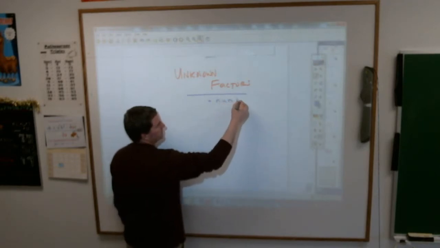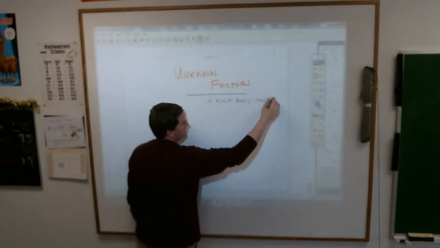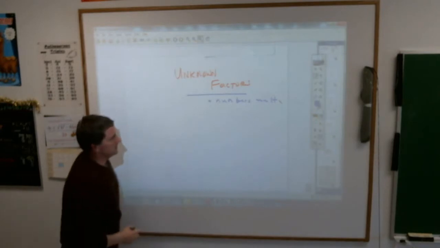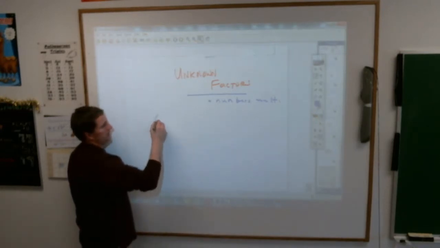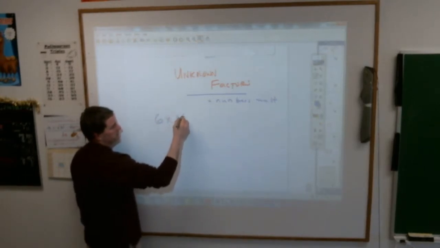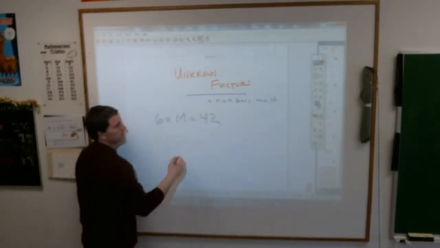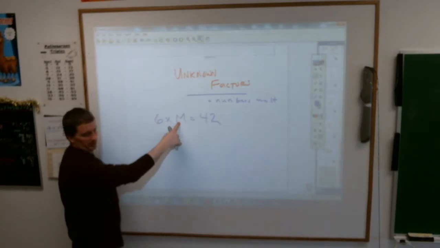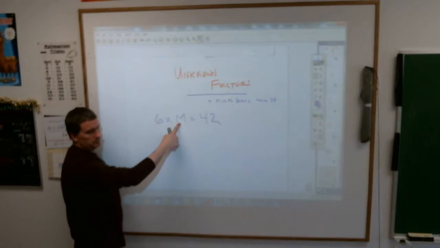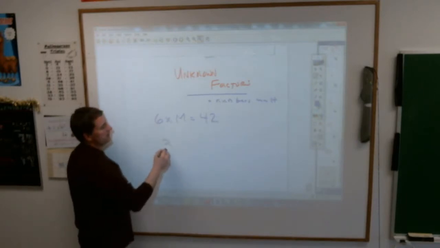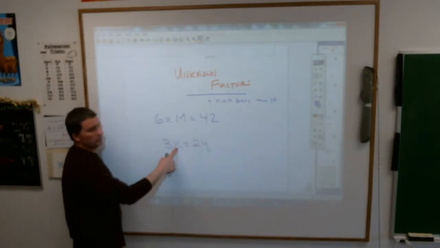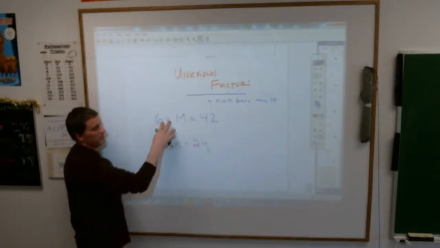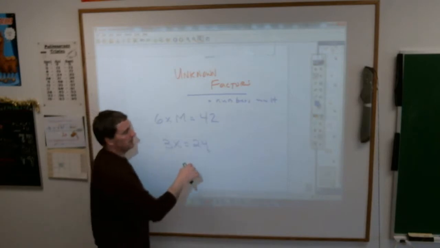Okay, numbers multiplied together. And what it means when it says unknown factors, it means when you have something like this, 6 times m equals 42, you have an unknown factor there. Okay, this is an unknown factor. 3x equals 24, unknown factor. Letters next, this same basic kind of thing.